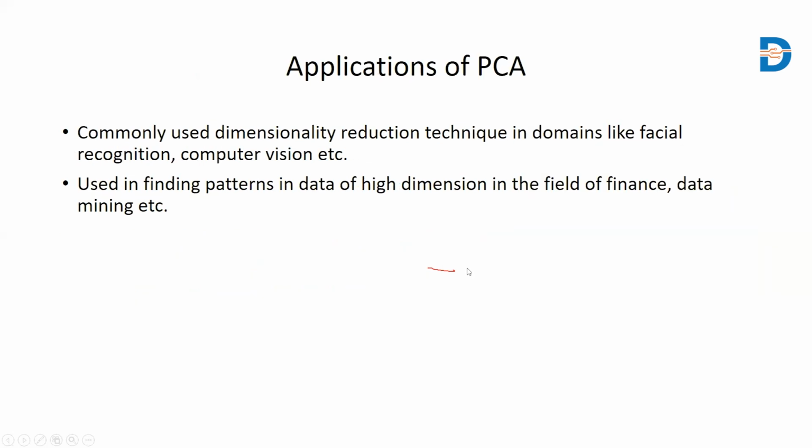Next, what are the applications of PCA? It is the most commonly used dimensionality reduction technique in domains like facial recognition, computer vision, etc. It is also used for finding patterns in high-dimensional data, like in the fields of finance, data mining, etc. These are some applications where we use PCA the most.